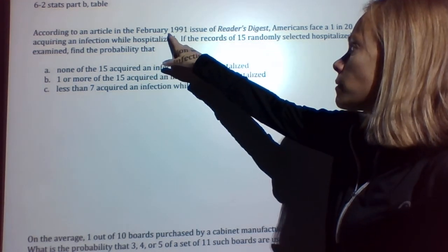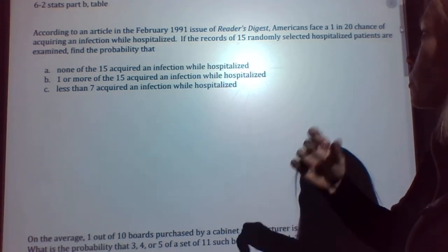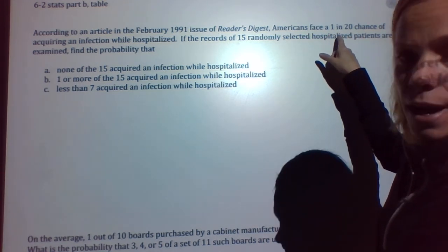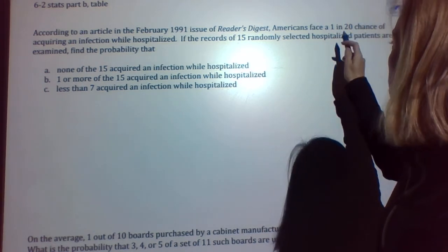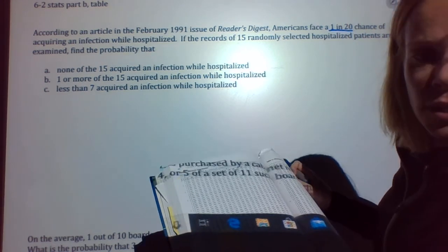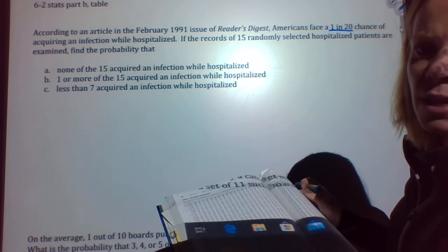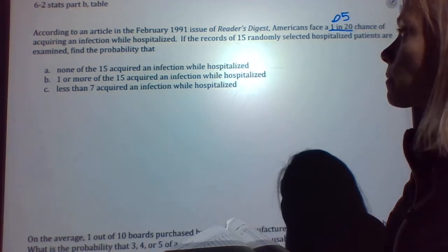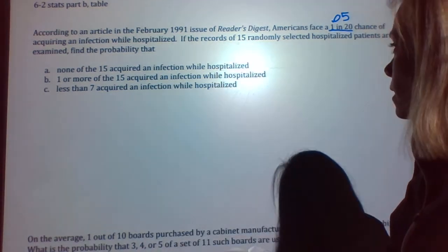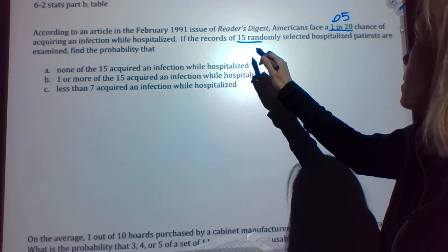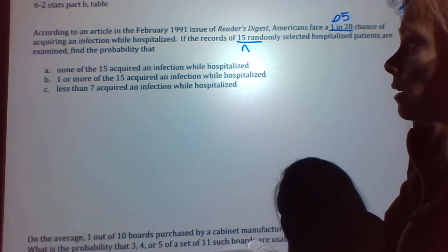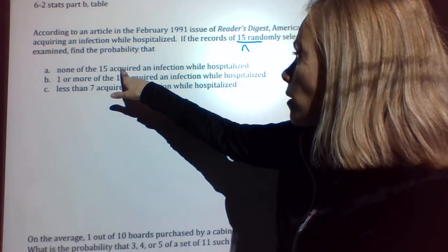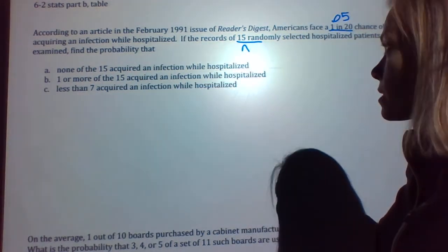According to an article, February 1991 issue of Reader's Digest, Americans face a 1 in 20 chance of acquiring an infection while hospitalized. There's my P, 1 out of 20, which if we're using our table, 1 out of 20 is equivalent to what percent? 5%, 0.05. If the records of 15 randomly selected hospitalized patients, that's my N, are examined, find the probability that none of the 15 acquired an infection. Okay, that would be 0.